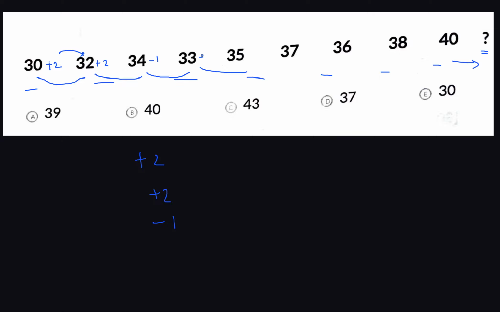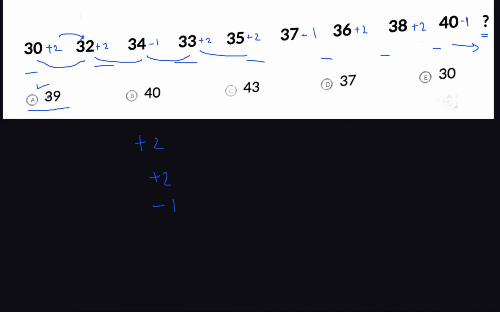So here also I have plus 2, minus 1. Same goes on, plus 2. So logically I should have plus 2, and minus 1. So 40 minus 1 should be, yes, of course, 39. So again, remember that you have to establish a pattern, and the pattern has to fit through the number series for you to arrive at your correct answer.